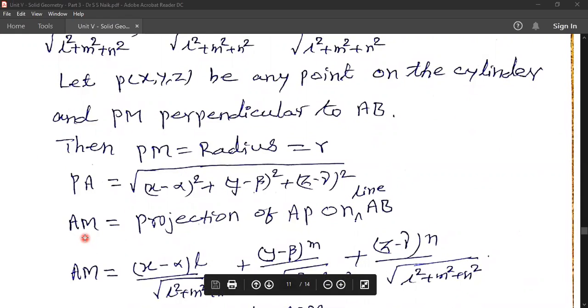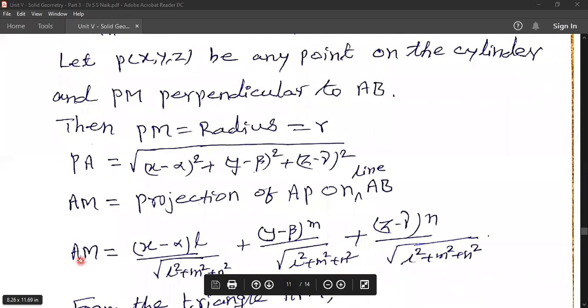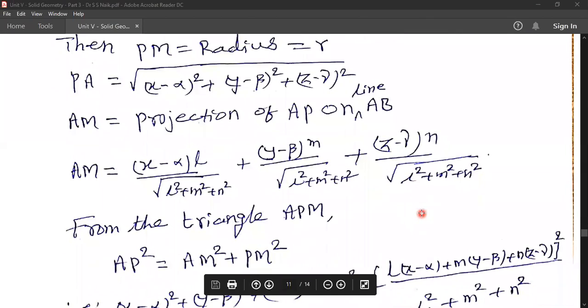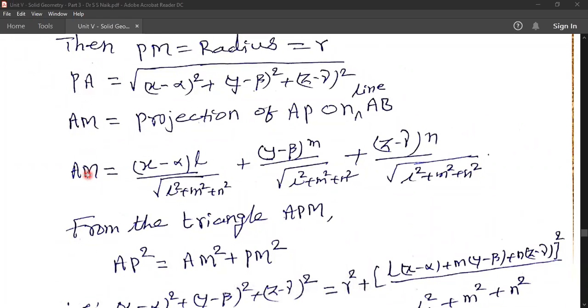And what is AM? AM is the projection of AP on the line AB. So therefore, the value of AM is given by (x minus alpha) into l divided by the square root of l square plus m square plus n square. So this becomes the direction cosine of the axis and this becomes the direction cosine of the point. So therefore, the multiplication of this, plus (y minus beta) m upon the square root of l square plus m square plus n square, plus (z minus gamma) into n upon the square root of l square plus m square plus n square. Okay, so these are the values of PA, AM and PM.